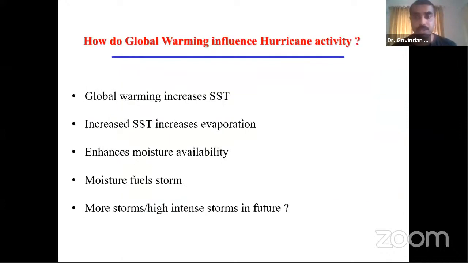One possible way is that global warming, as it warms up the globe, increases the sea surface temperature. I just mentioned before that sea surface temperature, or the temperature near the ocean surface, is very important for the formation of tropical cyclones. So more warming produces warmer sea surface temperature. Increased sea surface temperature increases the evaporation from the ocean. When more and more evaporation happens, more water molecules get converted into water vapor molecules. Water vapor molecules act as fuel for a storm. So when more moisture is available in the atmosphere, there is a possibility for the generation of more intense storms.